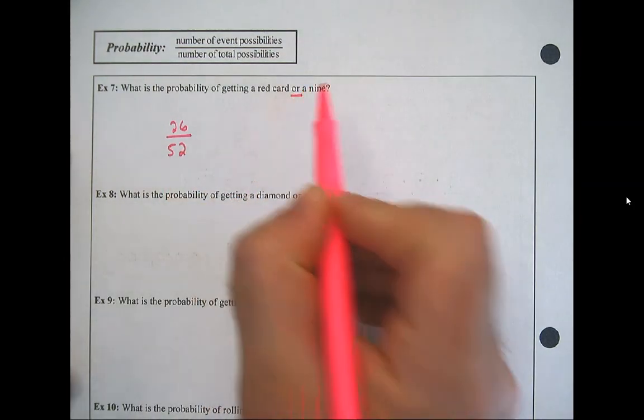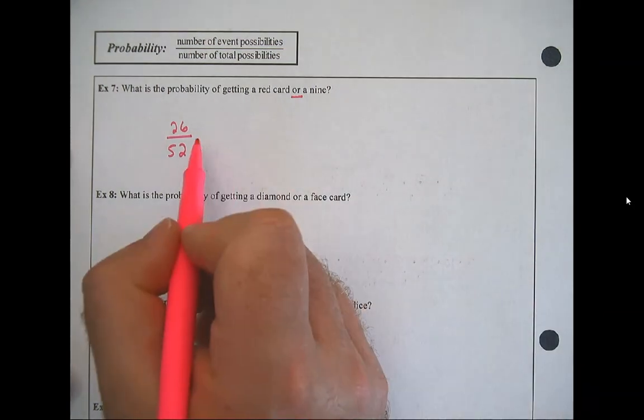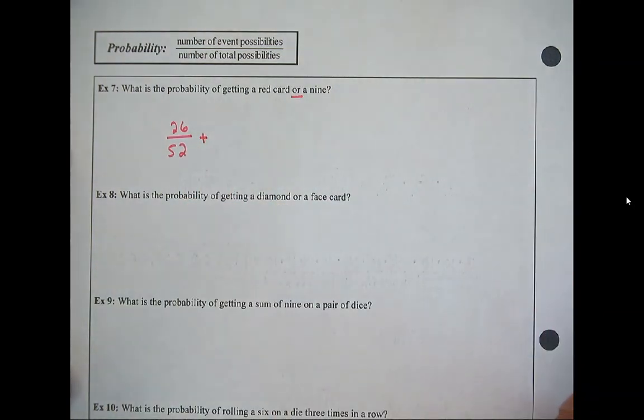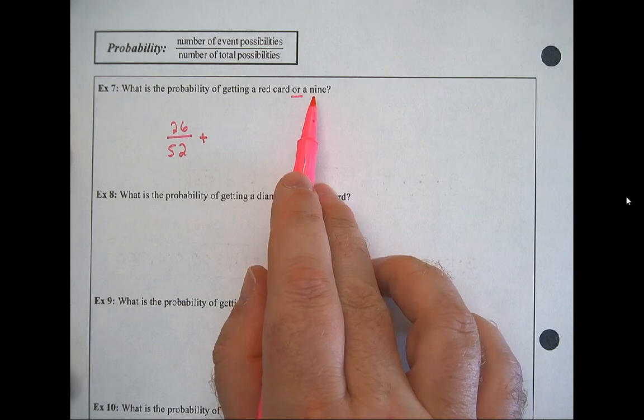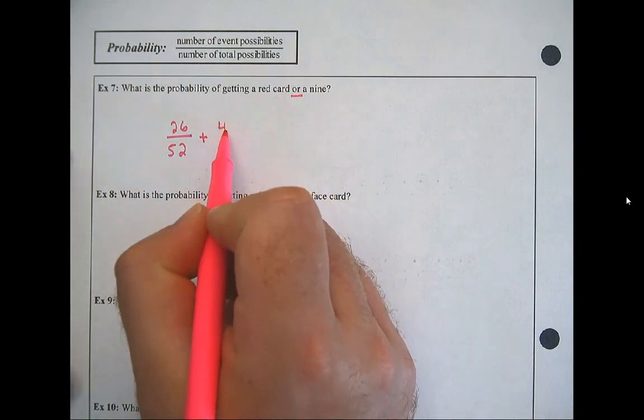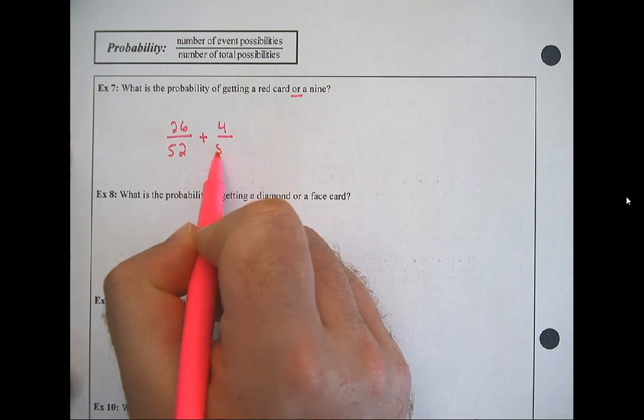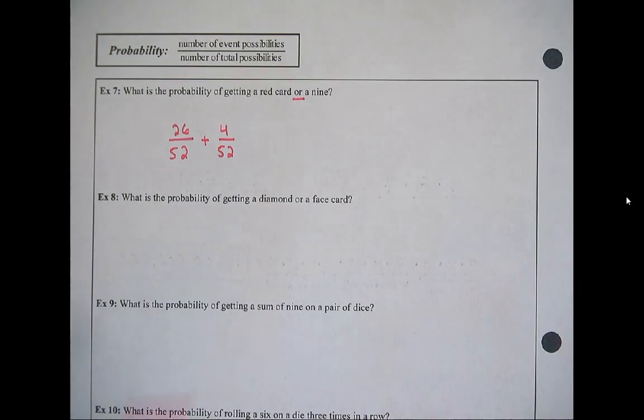Or, what does "or" mean again? Add. A 9. How many ways could we get a 9? There are 4 9s out of 52 things that could happen. Now, it kind of feels like that's the answer, but that's a little sneaky. You've got to be a little careful.